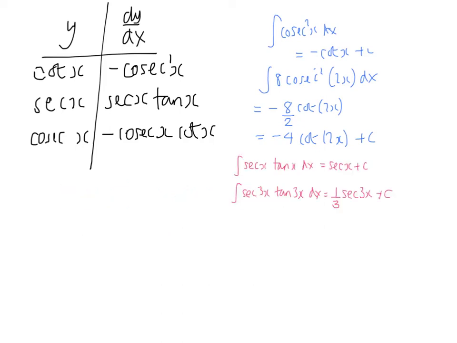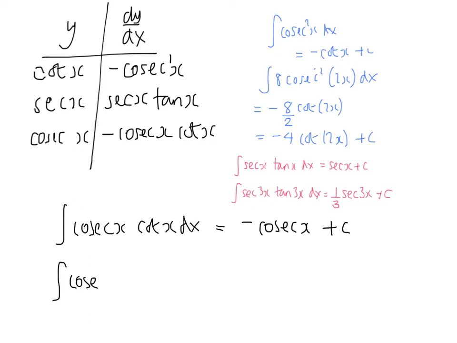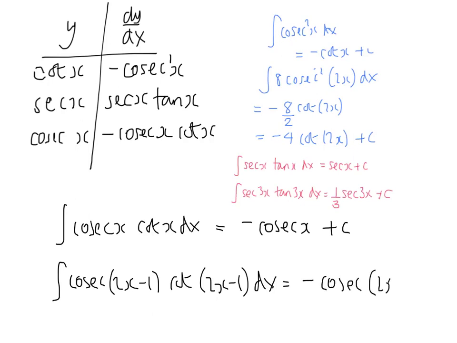Okay, and for completeness, let's have the integral of cosec x cot x dx, which is going to be minus cosec x plus c. So an example of one of those. So we've got cosec of 2x minus 1 cot of 2x minus 1. Okay, so we'd expect it to be minus the cosec of 2x minus 1. But if we were to differentiate that from the chain rule, we'd get a 2 at the front, which we don't want, so we'll make it minus a half cosec of 2x minus 1 plus c.